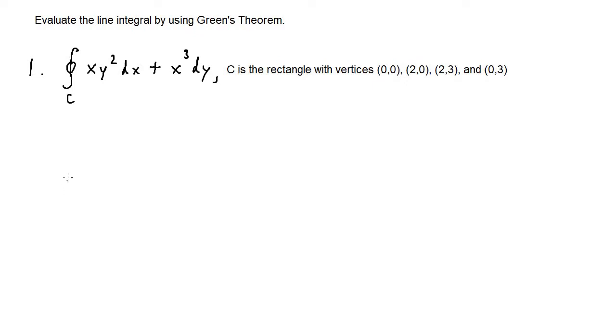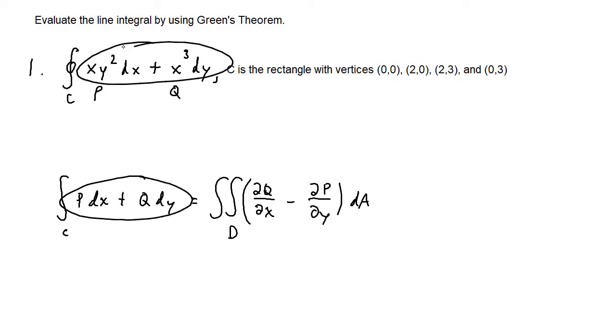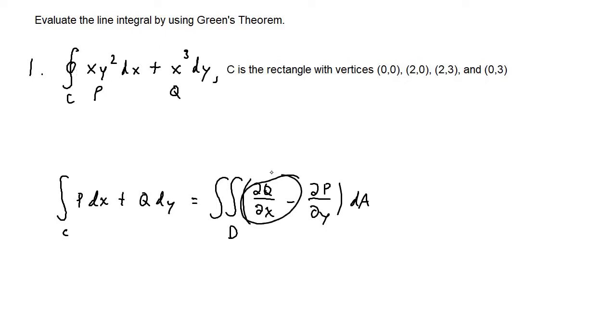So if I were to rewrite the formula once again, we have the integral along C of p dx plus q dy, which is equal to the double integral over the region D of the partial derivative of q with respect to x minus the partial derivative of p with respect to y times dA. So realize that xy squared is going to be p, and x cubed is going to be the q function. Since both of these are in the same exact form, let's go ahead and find the partial derivative of q with respect to x first.